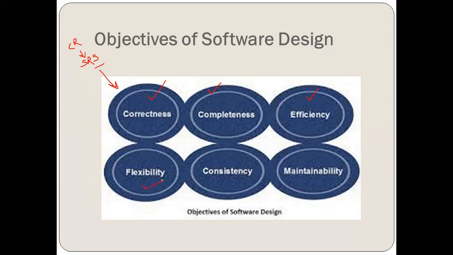Flexibility, the software design should be in such a manner that in future any requirement changes can be adapted easily by the software design. So that is called flexibility. This defines how flexible the software design is. We can accommodate changes. Consistency, the data, the requirements, the functionalities should be consistent throughout. And lastly, the maintainability. Again, maintainability is defined with the future changes in the software, so those changes can be easily adapted.